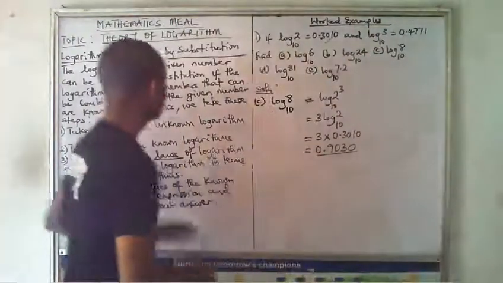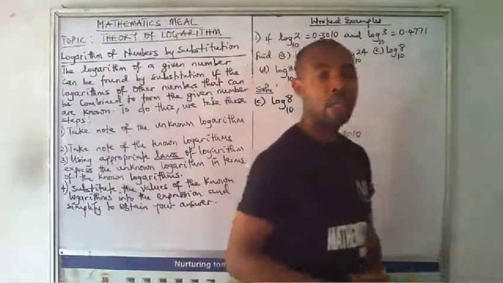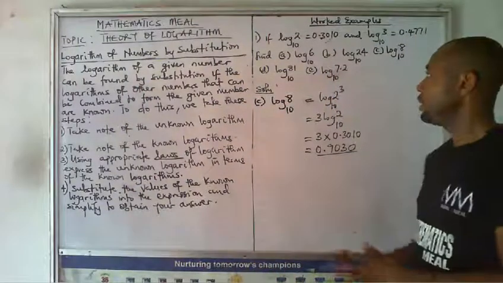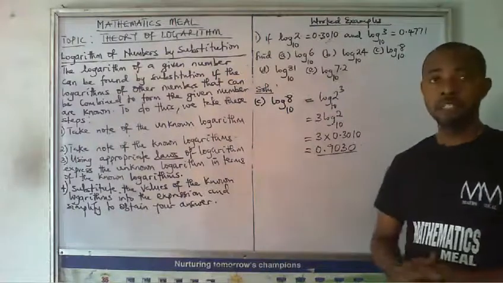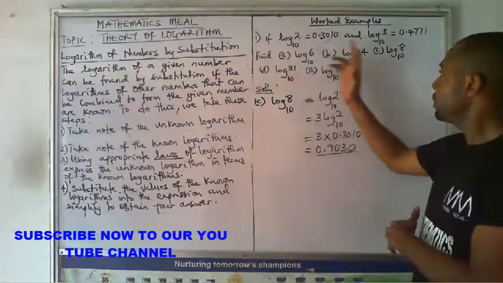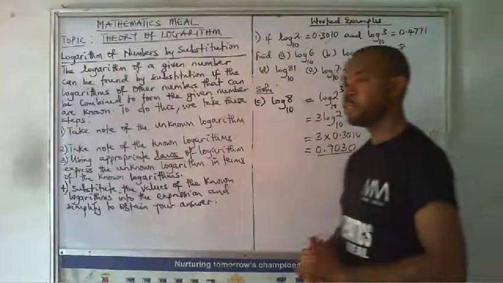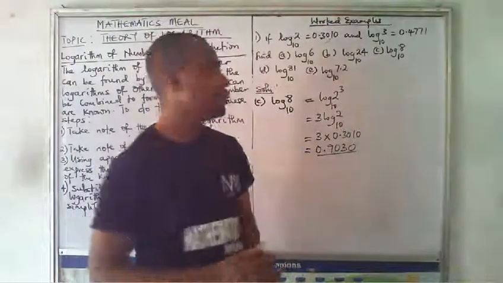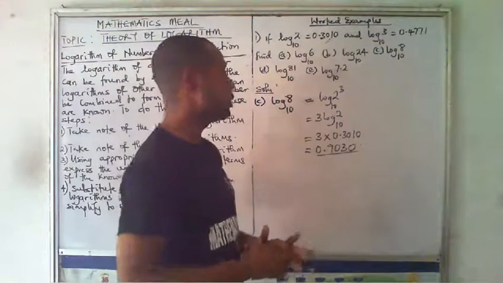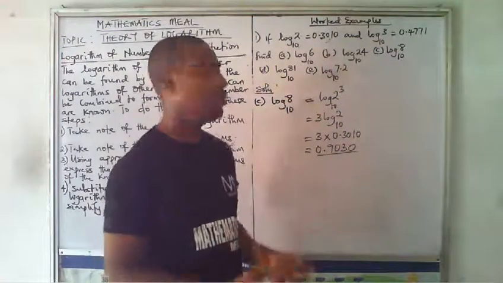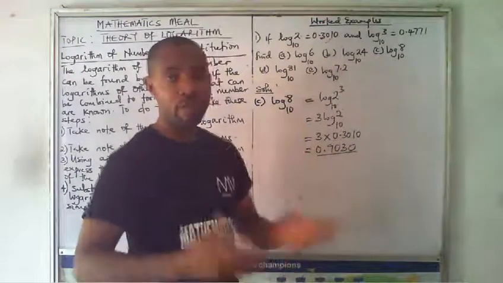Remember, we are still looking at logarithm of numbers by substitution, and we have solved about 3 examples. So we want to complete the remaining 2 in this particular episode. So let's begin. We have looked at questions A, B, and C, remaining D and E. We need to solve D and E, and then we'll give you just 1 or 2 evaluation questions that you need to solve to assess yourself and know whether you understood what we have done so far.